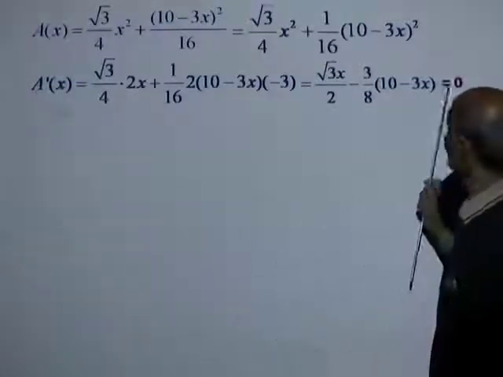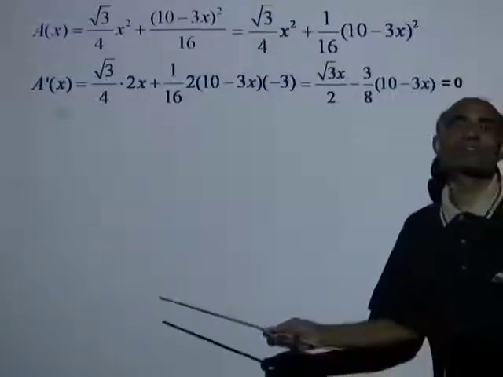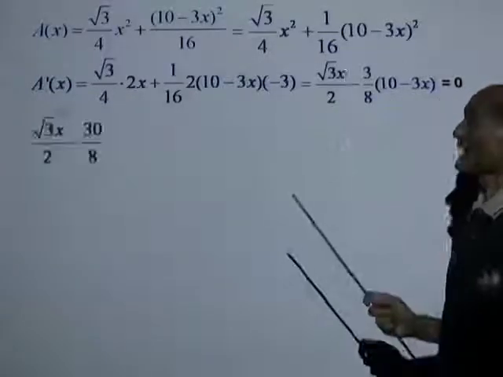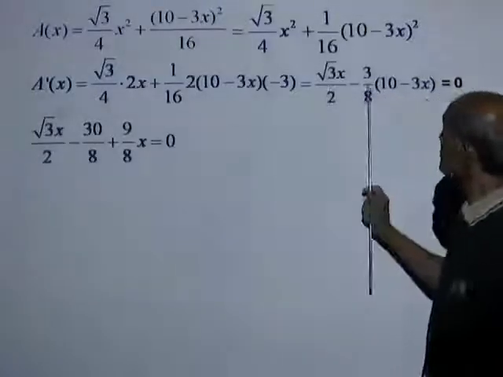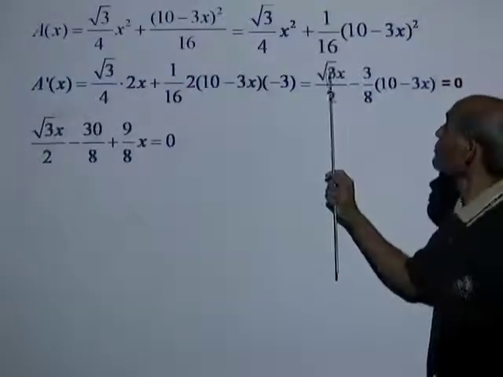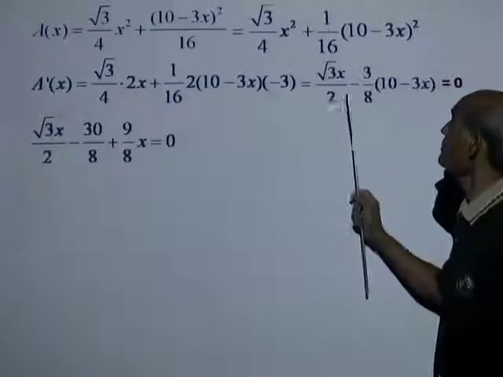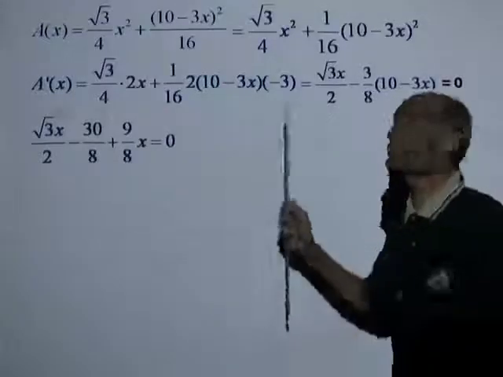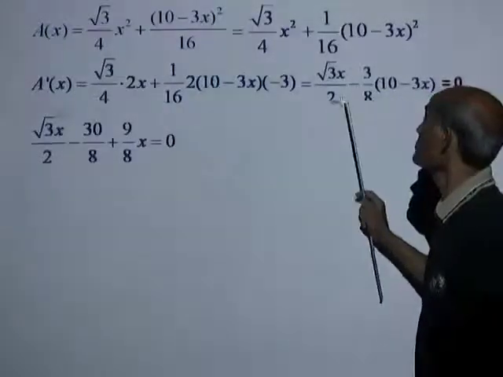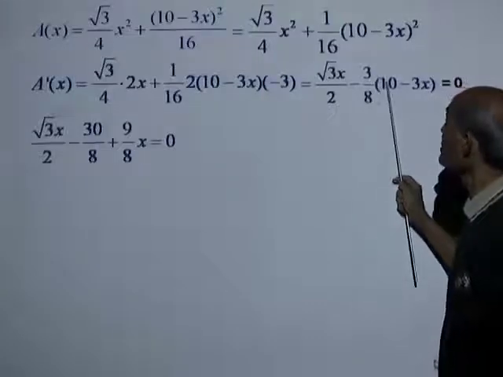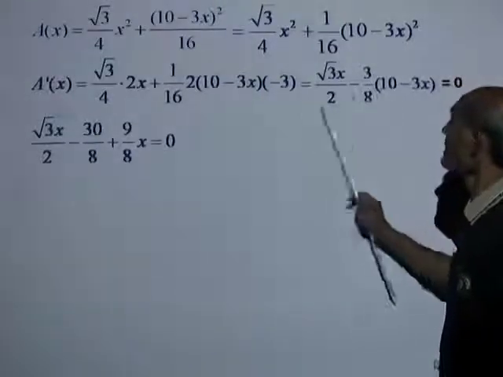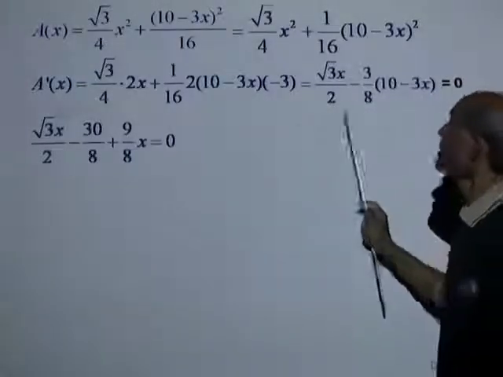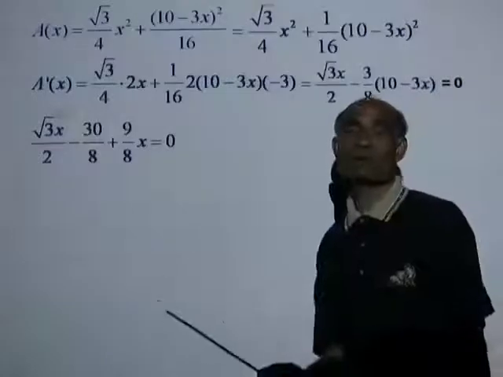Well, set that equal to 0. That becomes a very simple process now. Can you solve this equation for x? Well, what you need to do is distribute that. So that will be square root 3 x over 2. Don't read it as square root 3x. It is square root 3 times x. So square root 3 x over 2 minus 30 over 8. Multiply that. And then two negatives become positive: minus 9 over 8 x equal to 0.